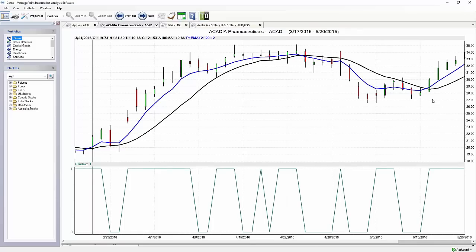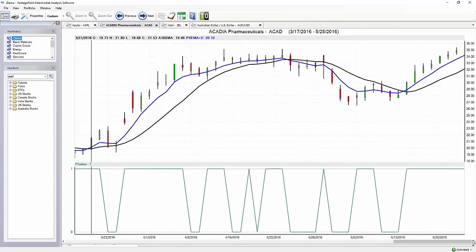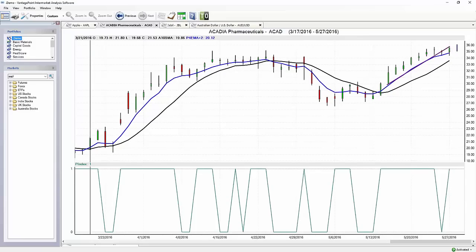Blue line over black line, neural index up at a 1, and Acadia up again. So here we have Acadia moving higher, 20% over 9 trading days. So, this is what it's all about, guys, is using an approach, using tools that are going to help you make better trading decisions and be more consistent in the markets that you trade.